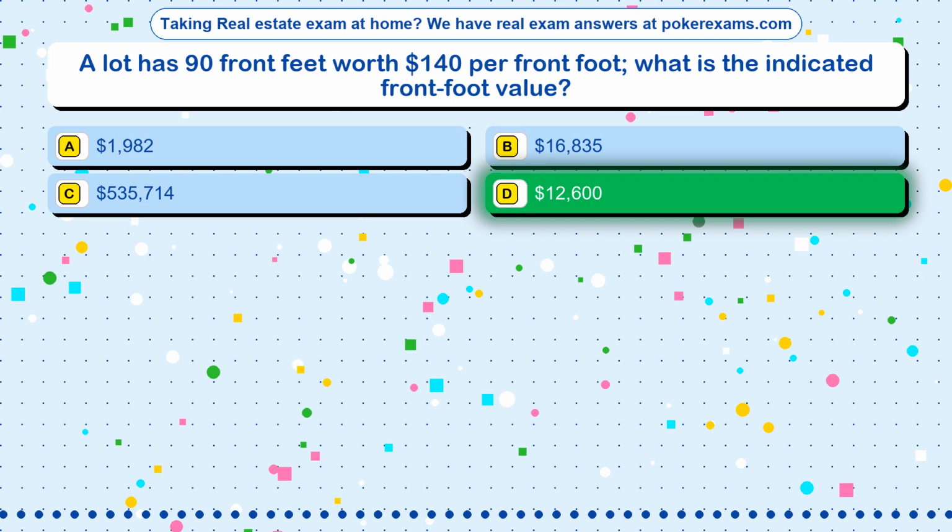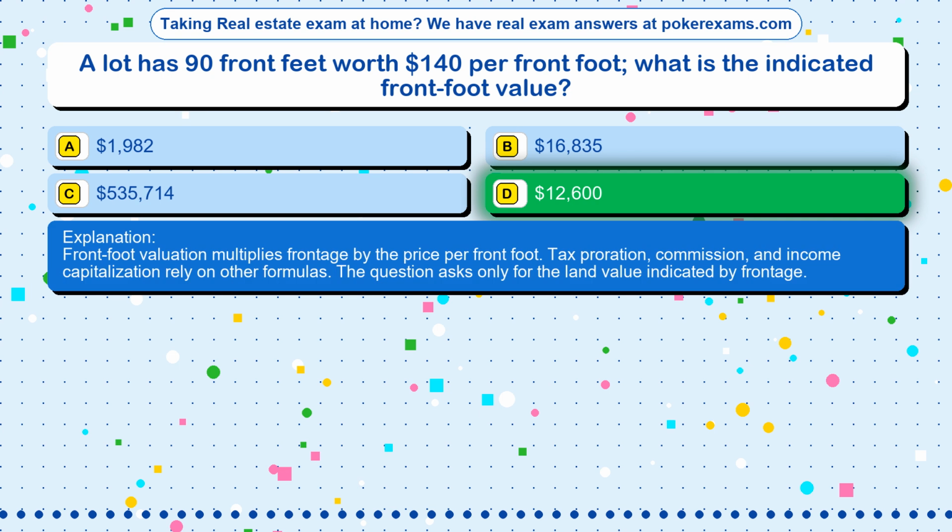The correct answer is option D, $12,600. Front foot valuation multiplies frontage by the price per front foot. Tax proration, commission, and income capitalization rely on other formulas. The question asks only for the land value indicated by frontage.